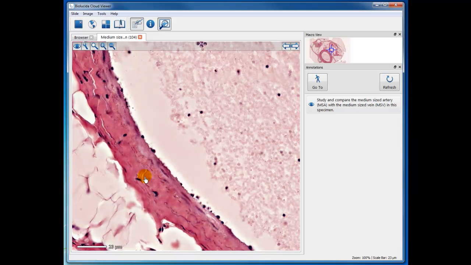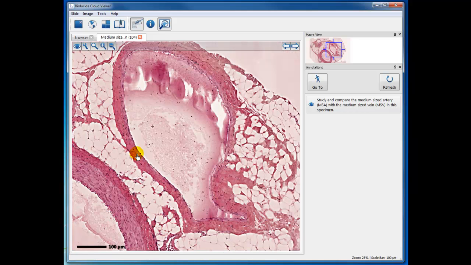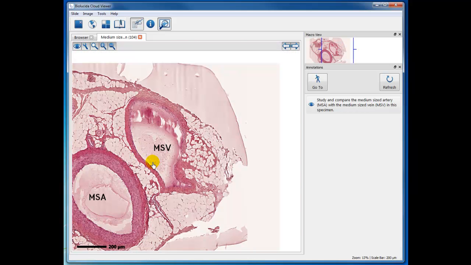Now here is the medium vein. You see the vein now, it may have a few muscle cells right in here. And then you have the endothelium, and then the adventitia is probably the most remarkable part, which is collagen. So compare and contrast the wall of a medium-sized vein with a medium-sized artery.